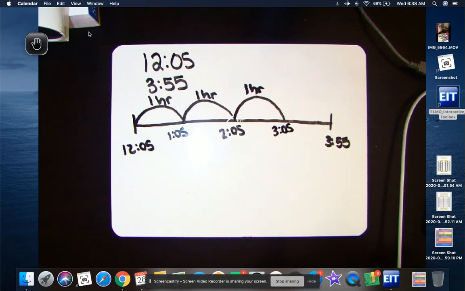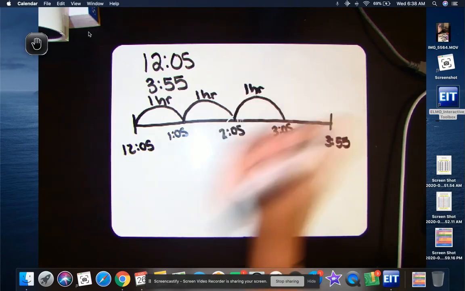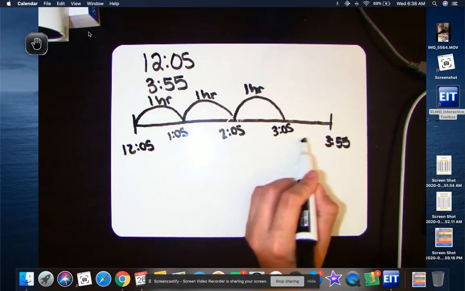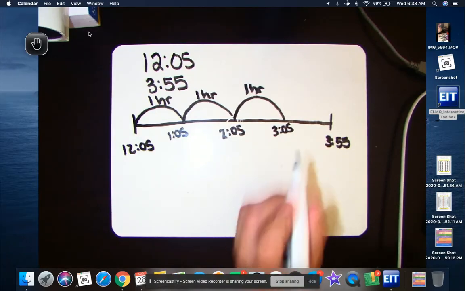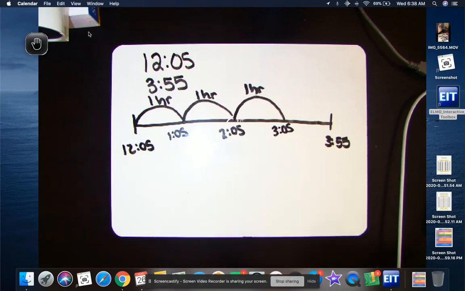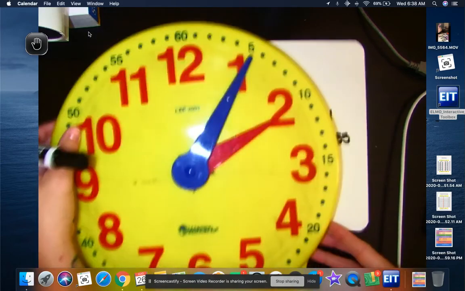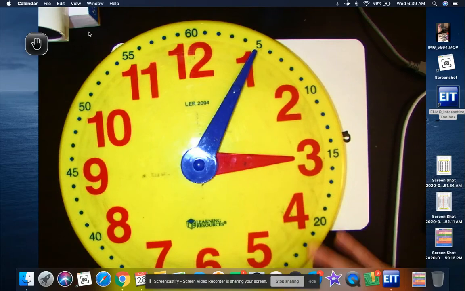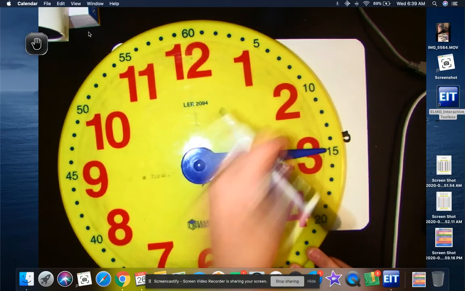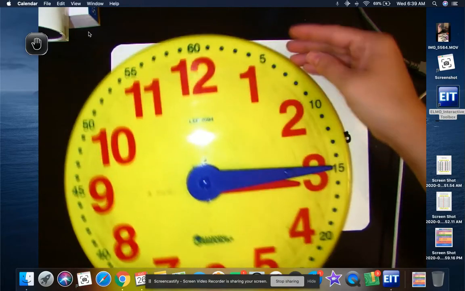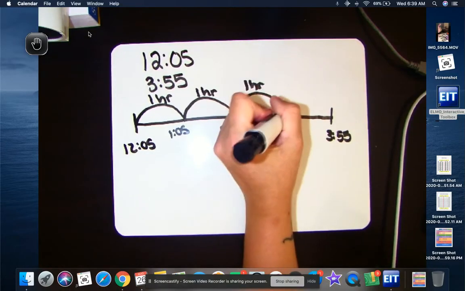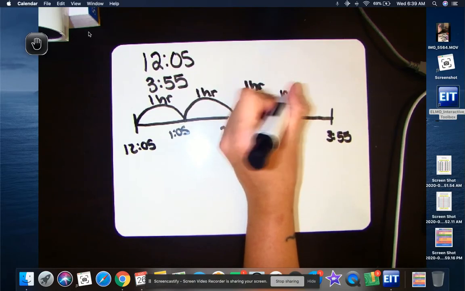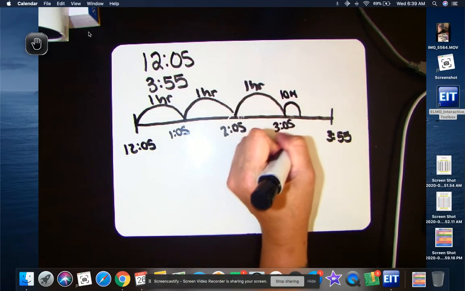I want to make another jump. But if I go to another hour, it will be 4:05, and 4:05 is too big. So I'm not going to make jumps of an hour. I'm going to do jumps of minutes, and I think I want to do 10-minute jumps. If my time is 3:05, I want to jump 10 minutes. So I'm going to go 5, 10. It is now 3:15. On my number line, I'm going to make a smaller jump of 10 minutes, and that is 3:15.